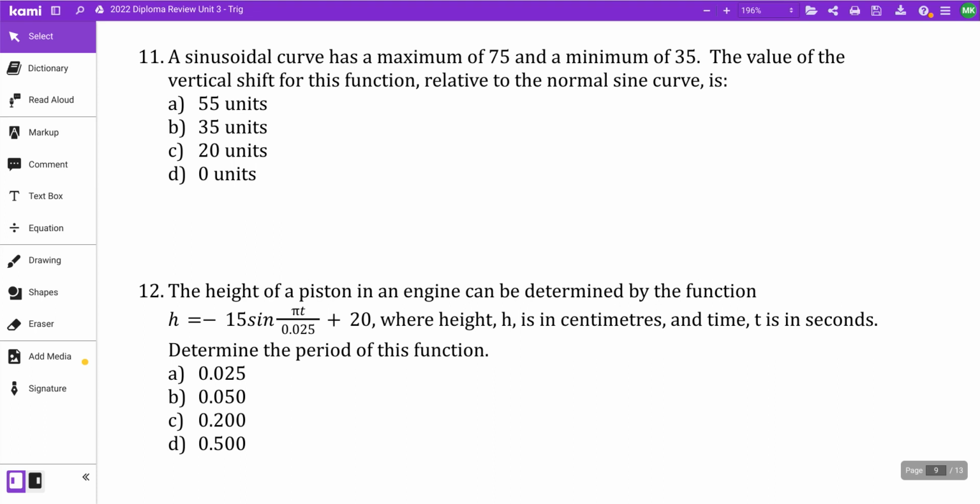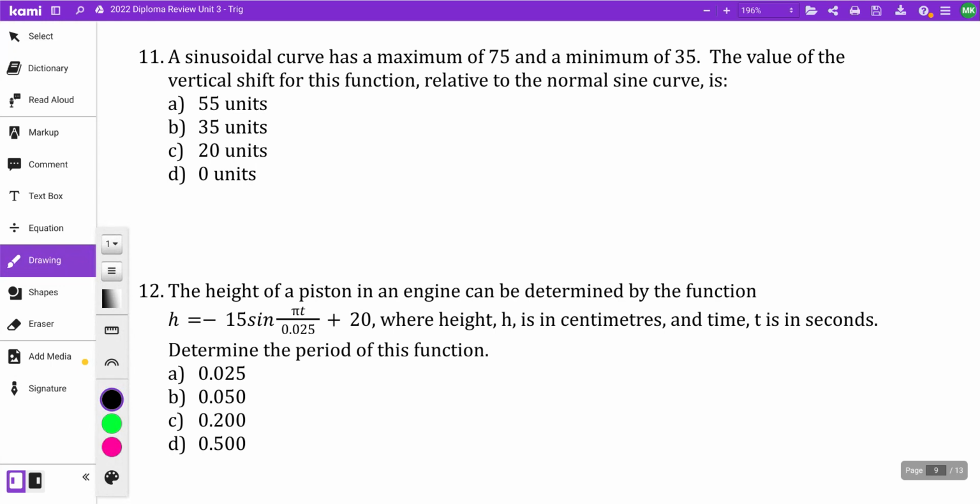8's not bad. Okay, number 11. We've got a sinusoidal curve has a maximum of 75 and a minimum of 35. The value of the vertical shift for this function relative to the normal sine curve is.